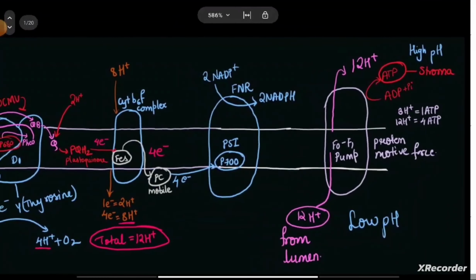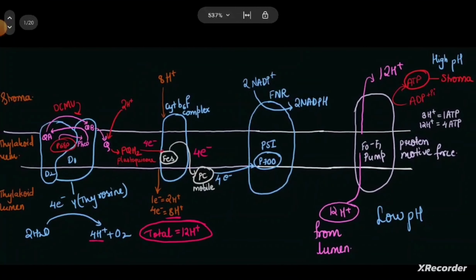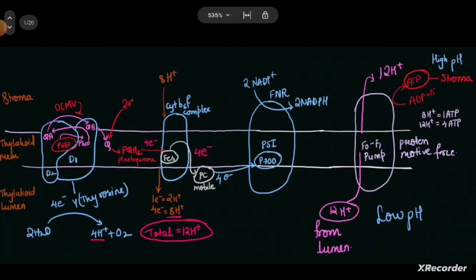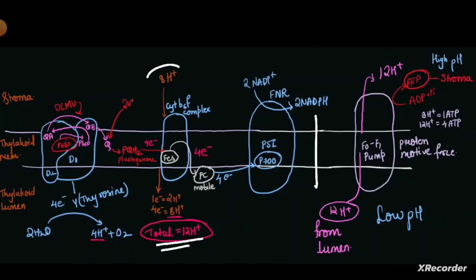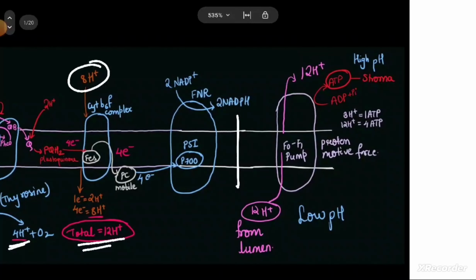Now let's look at how the protons are pumped. I know all this while you were looking at a bright screen, and now I'm entering almost the dark theme. So just get adapted to this, and I'll start with that. Till here, I hope everyone understood. Here 12 protons were already formed. 8 protons were pumped in this cytochrome B6F, and for 2 molecules of water 8 protons were released because of oxidation by the oxygen evolving complex. Overall 12 protons are present in the lumen.